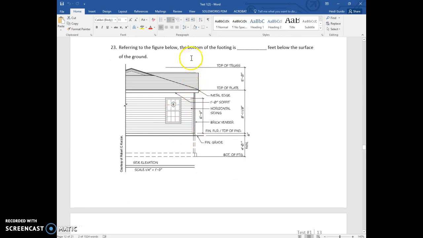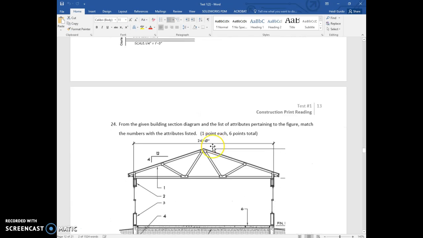Referring to the figure below, the bottom of the footing is blank feet below the surface of the ground. So this BOT means bottom of, and FTG means footing. So here's the bottom of the footing. We're going to follow this dimension string over, and if we go up to finished grade, we can see that the footing is 4 feet below finished grade. So that's below the surface of the ground.